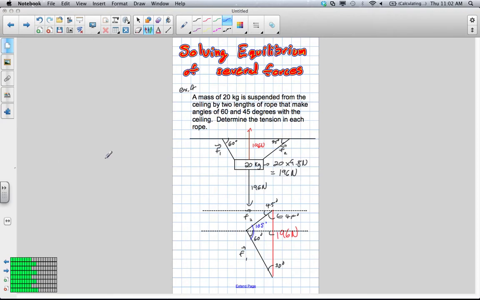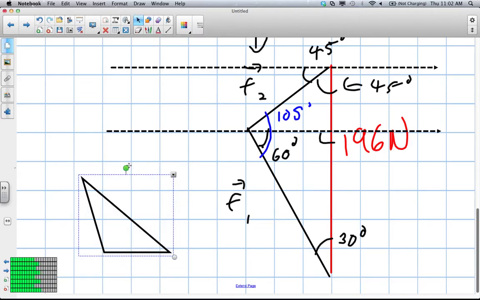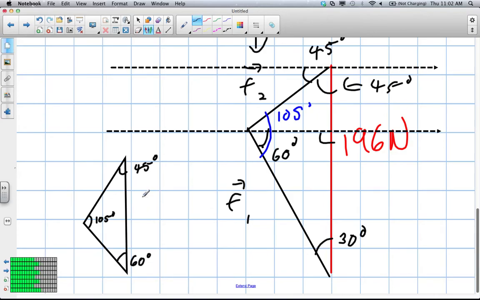So I'm going to zoom back in for this. Jump back down. I'm going to recreate this triangle quickly. That's roughly our triangle. Turn it on its head a little, just so it's a little simpler for us to look at. This was 105 degrees. That was 45. I know this one isn't quite to scale. And this one is 60. And the force, or the magnitude of this, is 196 newtons. Great. Because I have 3 angles and one of the sides, I can use sine law to solve both of these. This was force 2, and this was force 1.